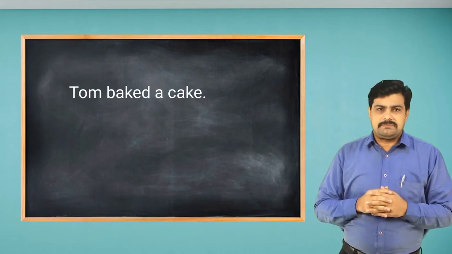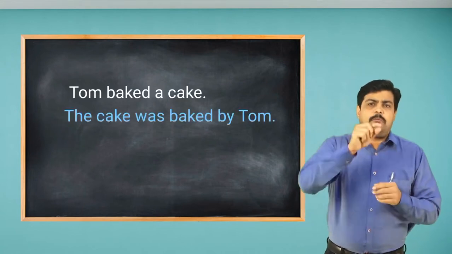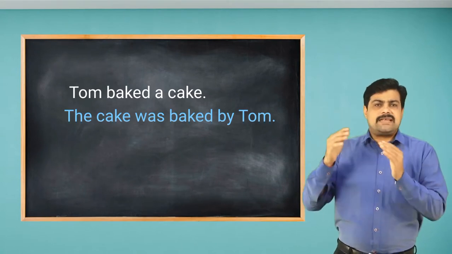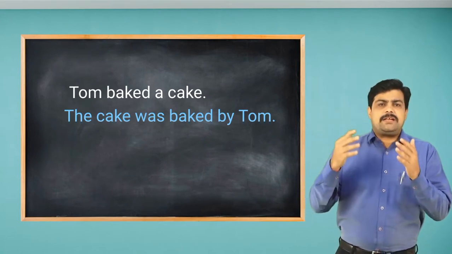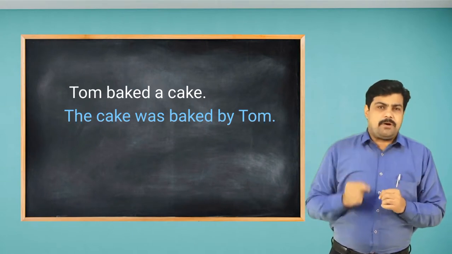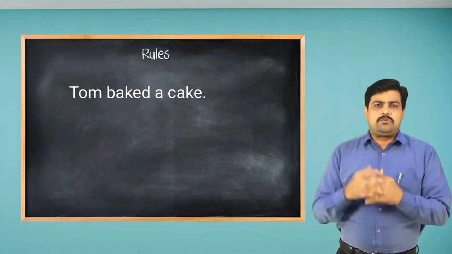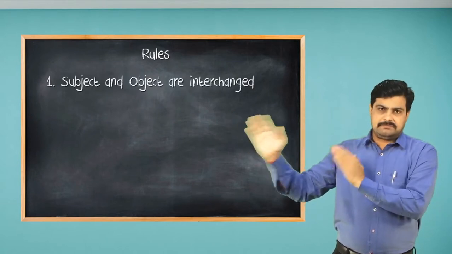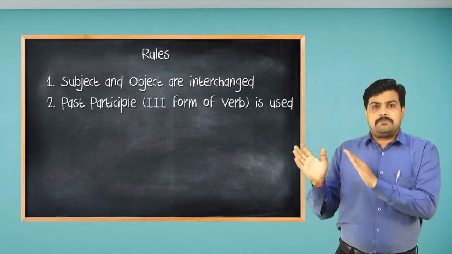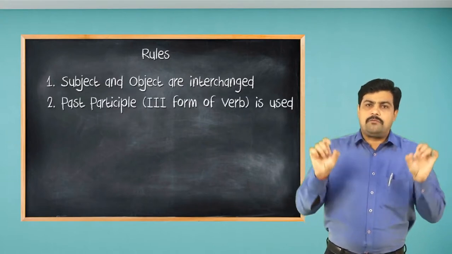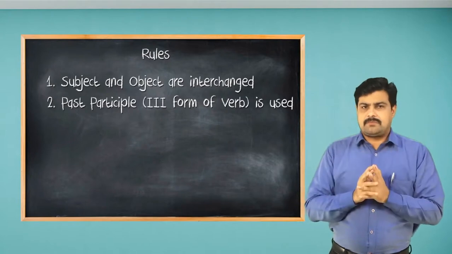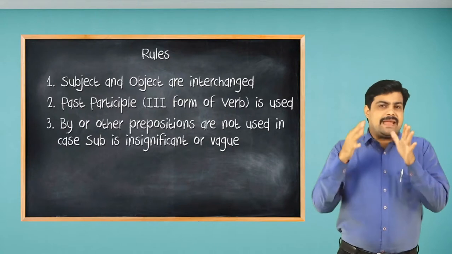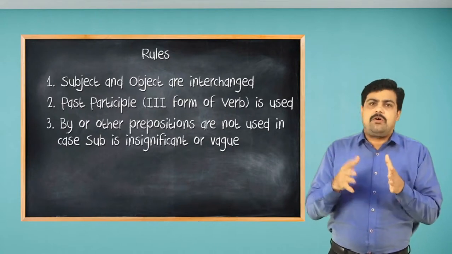Always remember this. In the above sentence, Tom baked the cake. Here Tom is being highlighted. But in the second one, the cake was baked by Tom. Here cake is important. Now let's see some rules. Subject and object are interchanged. Past participle means the third form of the verb is used. By and other prepositions are not used in case the subject is insignificant or vague.